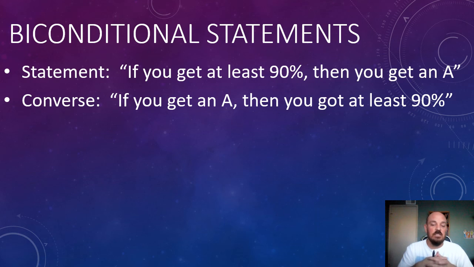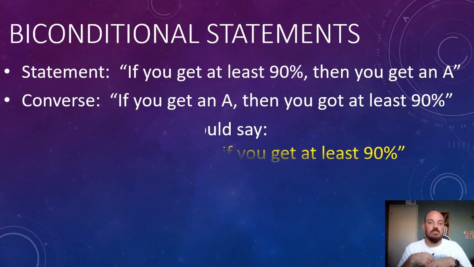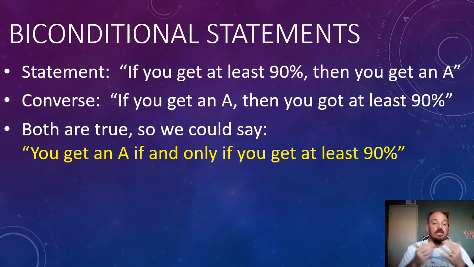That means the statement is a biconditional statement, and we can write it this way. You get an A if and only if you get at least 90% on this test. And what you're saying by saying if and only if, you're actually telling the reader this is a biconditional statement. There are two conditional statements and they both work. Getting an A means you got 90%, and getting 90% means you got an A.